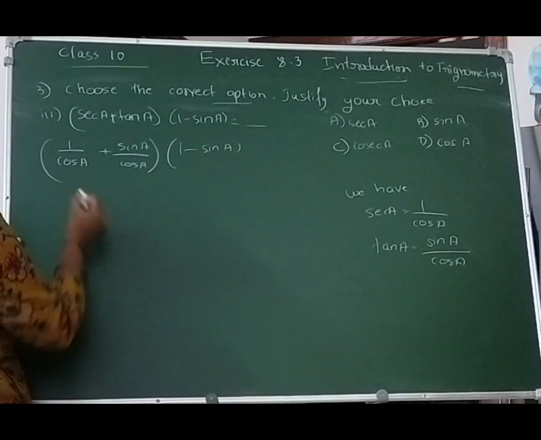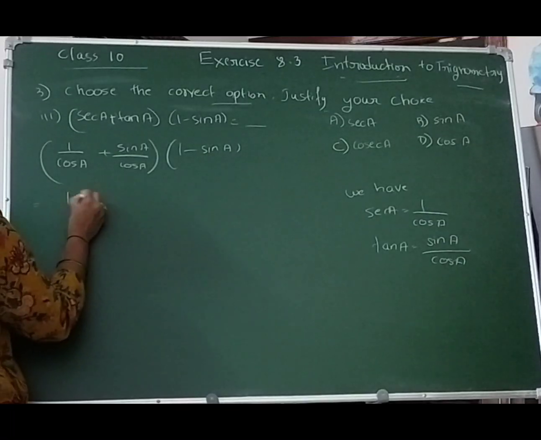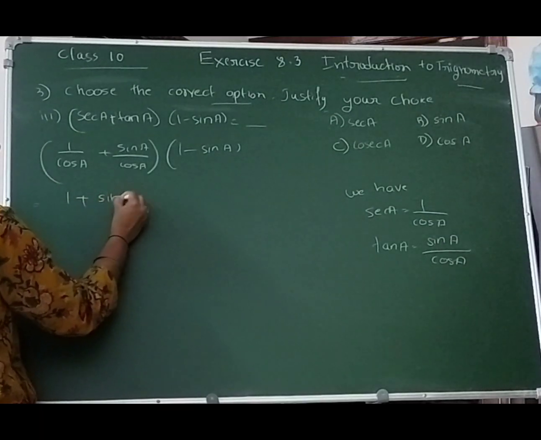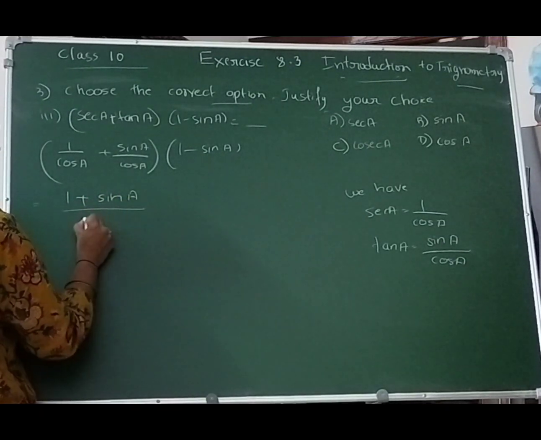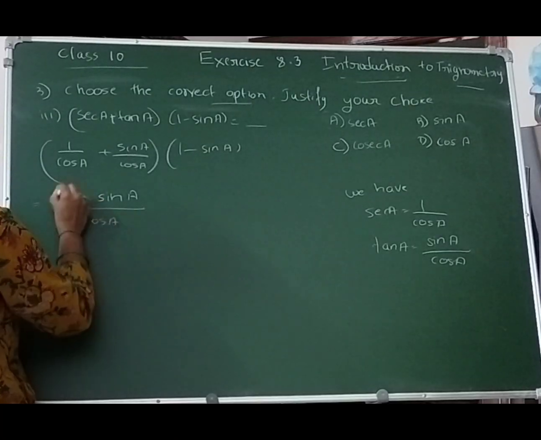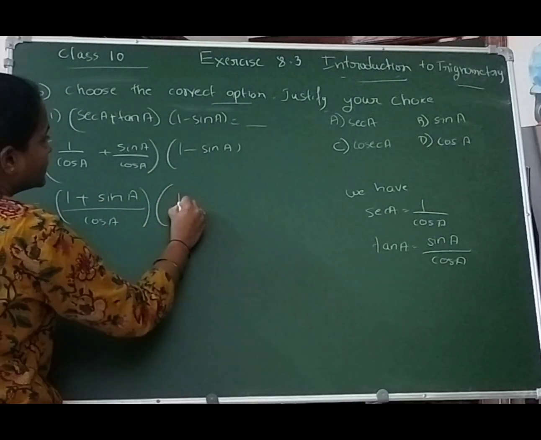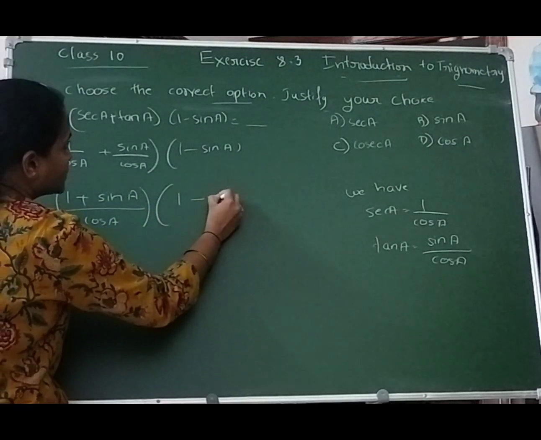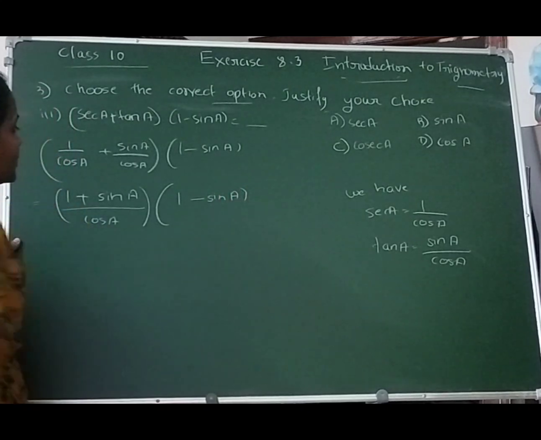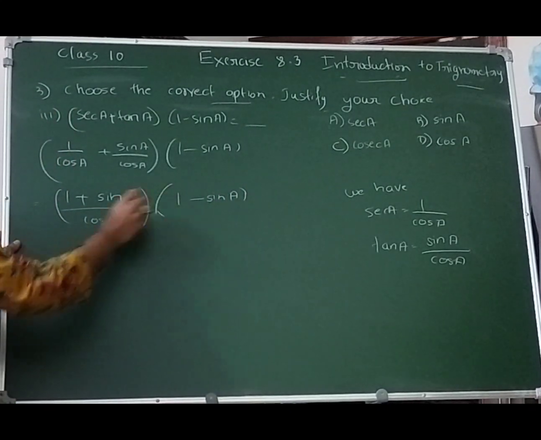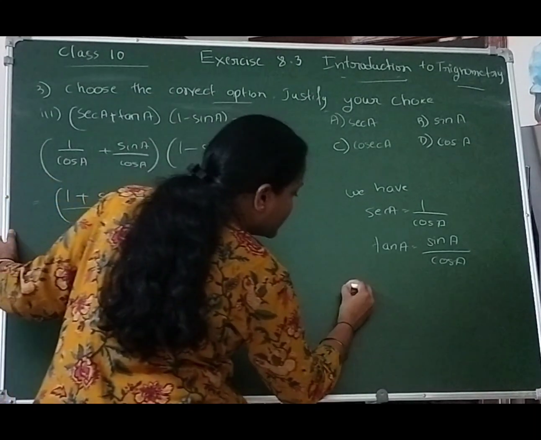So cos A is common here. We'll get it as 1 plus sin A divided by cos A, whole into 1 minus sin A. So the numerator is in the form of A plus B into A minus B.